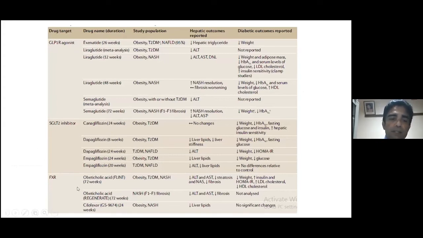And FXR agonist, obeticholic acid, is one of the new drugs which is in development and hopefully soon will be available in the market to be used in MAFLD patients. And it has been shown to improve inflammation as well as fibrosis and the liver functions. One of the main disadvantages of obeticholic acid is the elevation of low density lipoprotein level, LDL cholesterol, which is one of the major cardiovascular risk factors. However, now trials are being conducted in combination with statins and obeticholic acid, and also newer generation synthetic obeticholic acid derivatives, FXR agonists, are being studied, which do not have LDL raising effects.